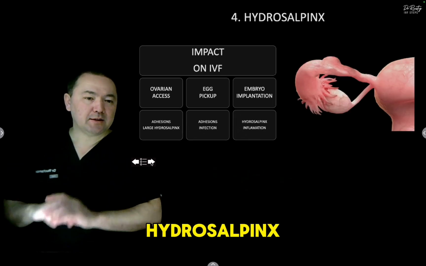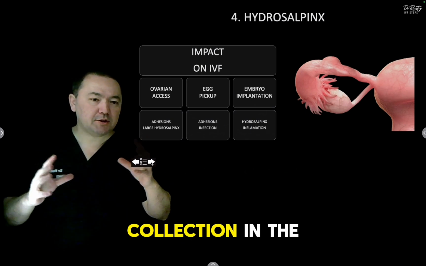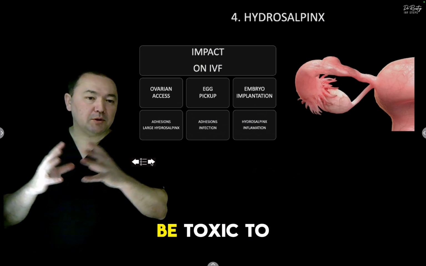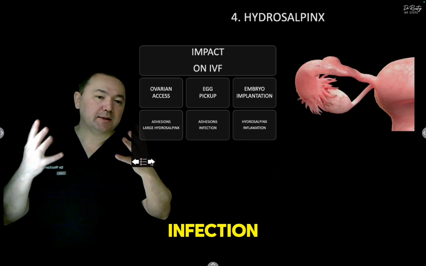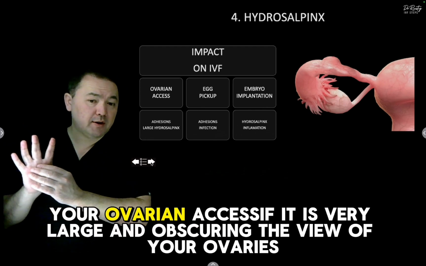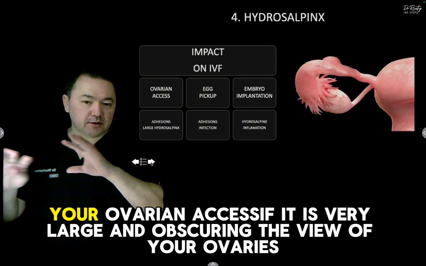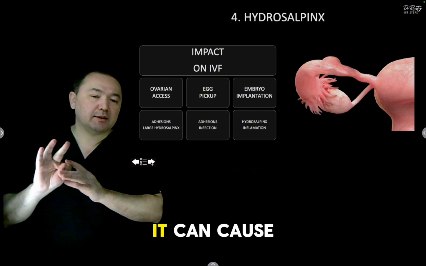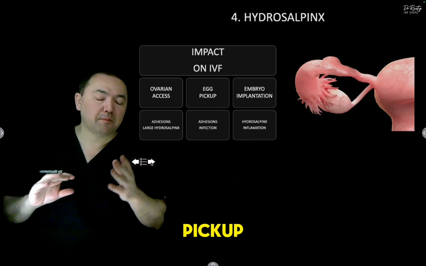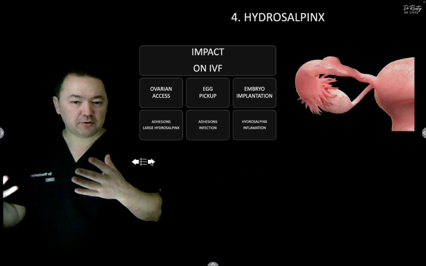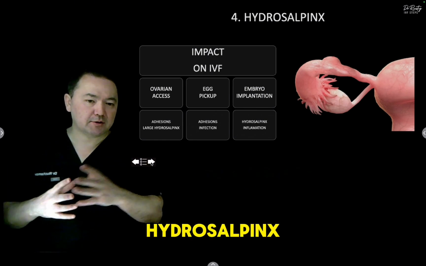Fourth condition is hydrosalpinx. That's the fluid collection in the tube. That fluid can be toxic to the embryo, and it can cause infection. So it can reduce your ovarian access if it is very large and obscuring your ovaries. It can cause difficulties during egg pickup, and it can cause infection after the egg pickup. Usually you need to have an antibiotic cover during egg pickup if you have hydrosalpinx.